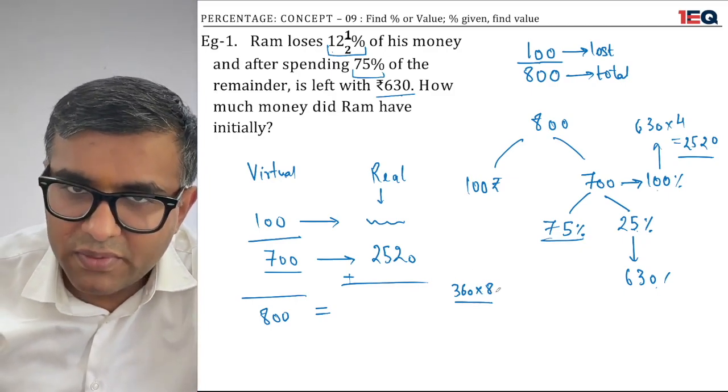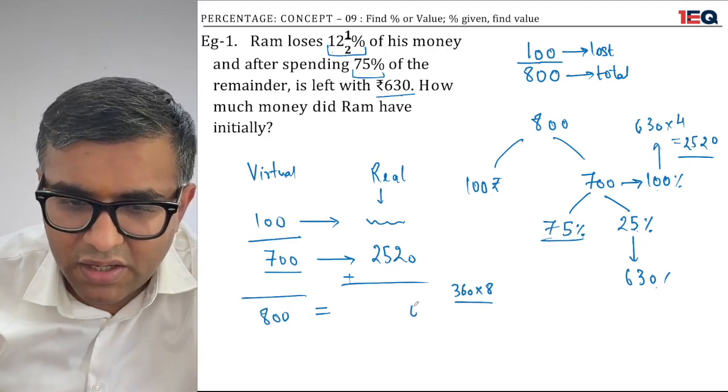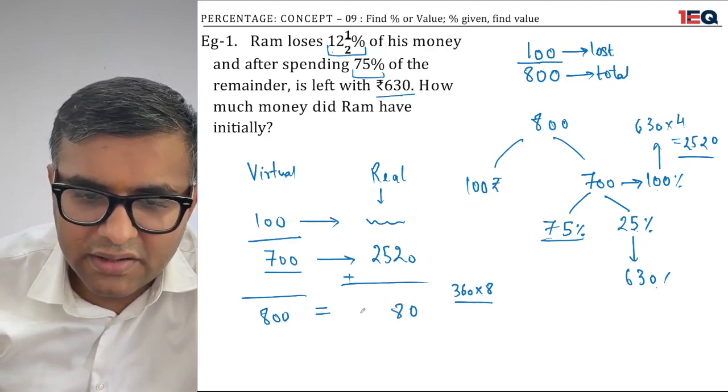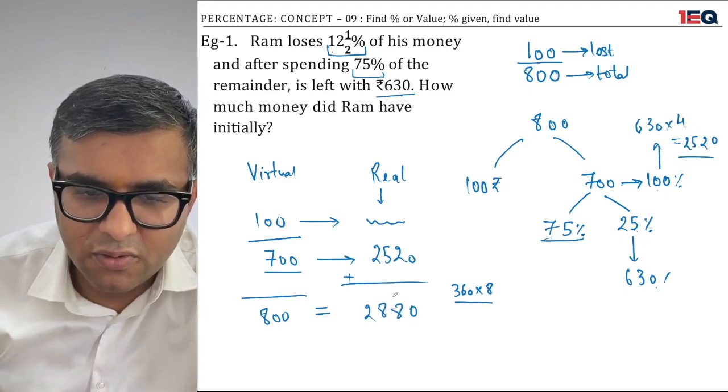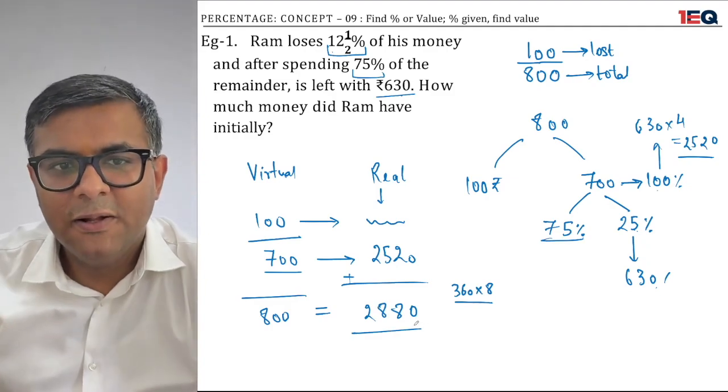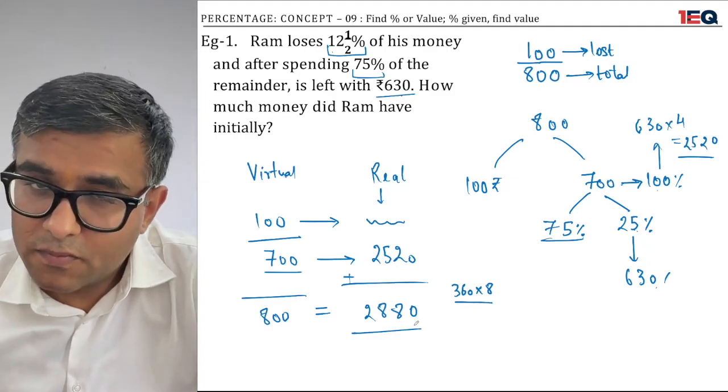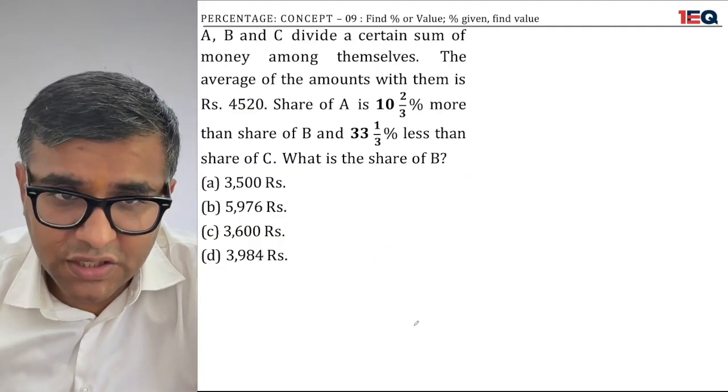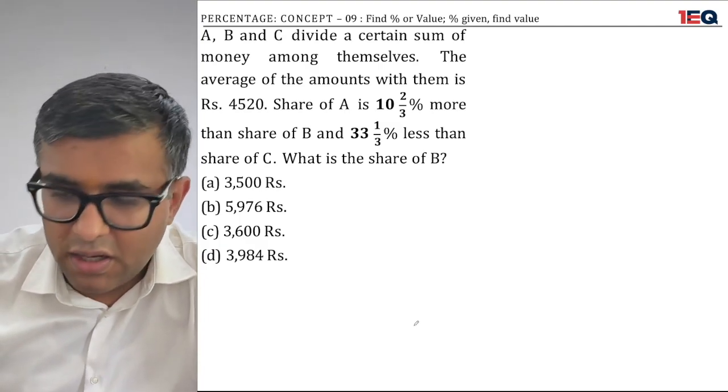Okay, now 360 by 8, 8 6s are 48, and 8 3s are 24, 2880. This is the final money that Ram had initially.